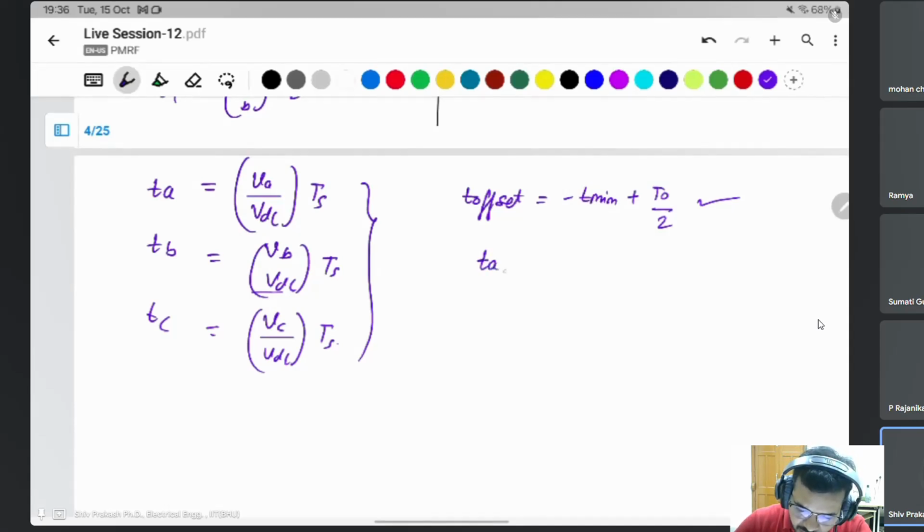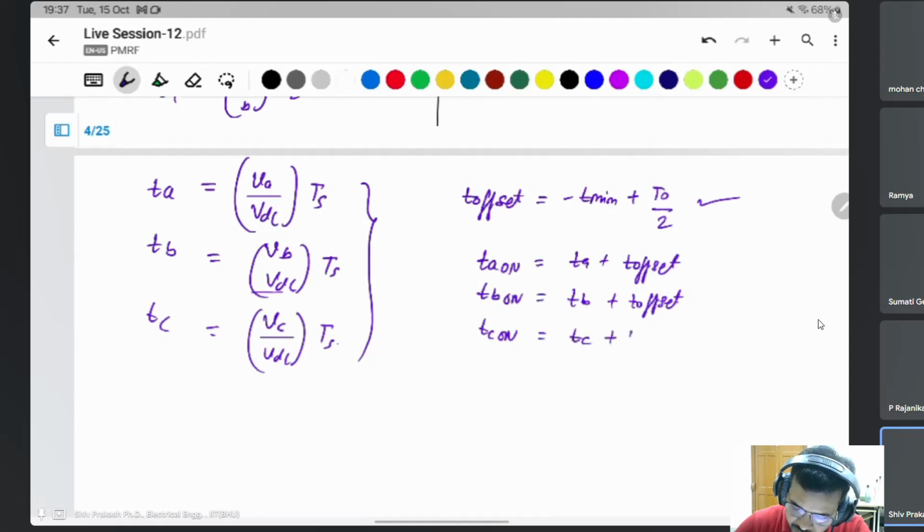Then what is the TA on time? Simple, add the offset time: TA plus T offset. Same thing, TB on time will be TB plus T offset. Same T offset is required only to make the time positive, not negative.